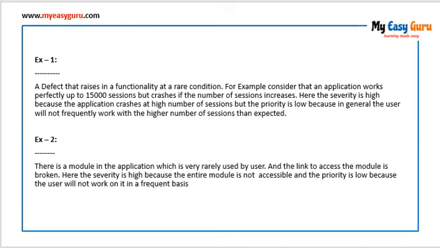So, 15,000 sessions is a large number for a particular user to use. So, it is a problem, but if you see, user might not reach up to 15,000 sessions. That is why the priority of this bug is low, but the severity is high because the application crashes after that.